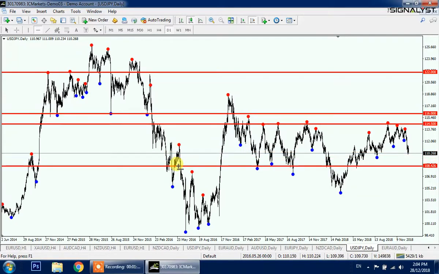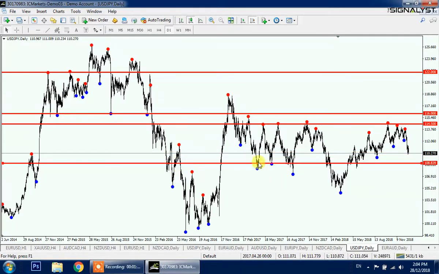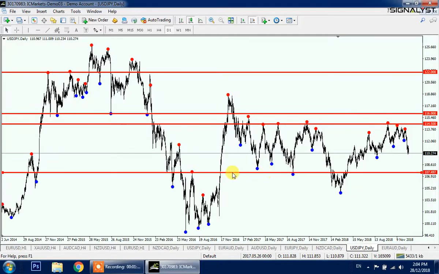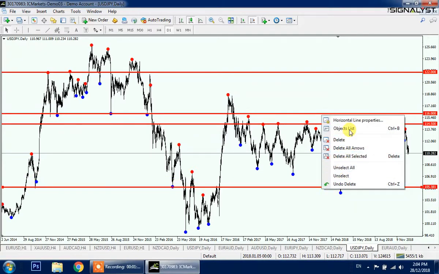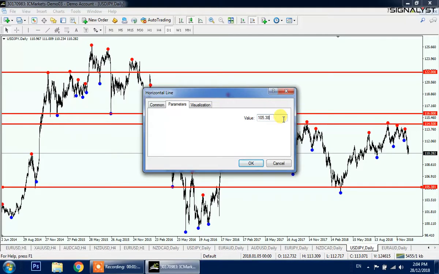Here we've got only one. Here we've got only 2 dots. We need at least 3 dots. Here we have 1, 2, and 3 dots. Let's make it 105.